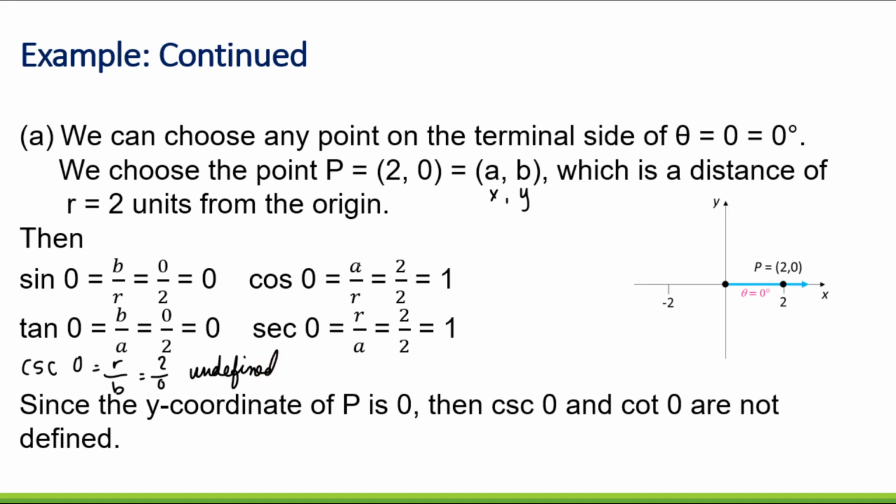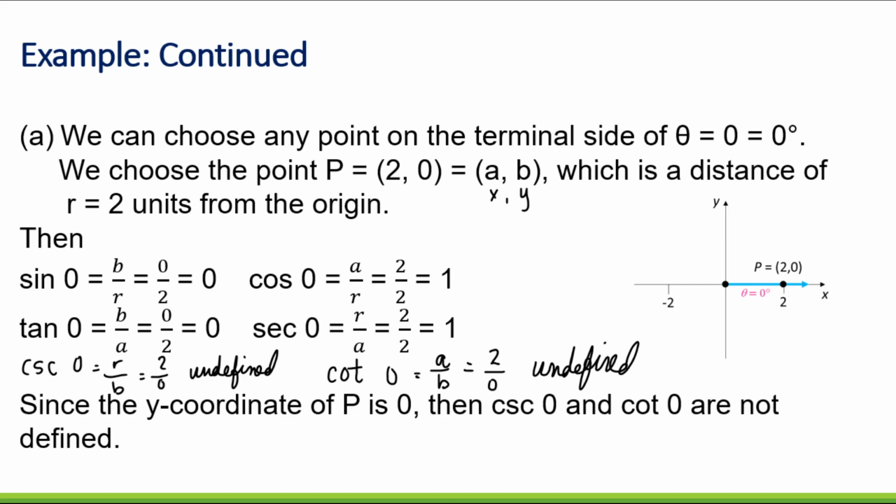The cosine of 0 is a over r. 2 divided by 2 is 1. Tangent of 0 is b over a. 0 divided by 2 is 0. Now, if we take the reciprocal of that to find the cotangent of 0, which is a over b, then that would be 2 over 0, and that is also undefined. Secant of 0 is r over a, the reciprocal of cosine, which is also 1.